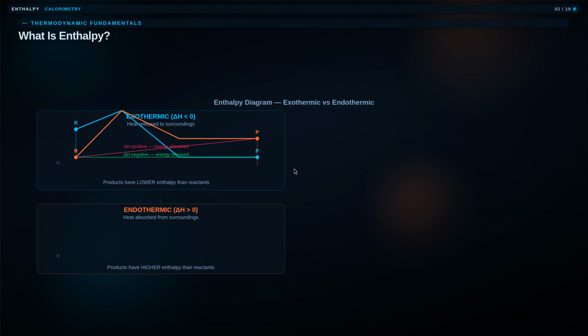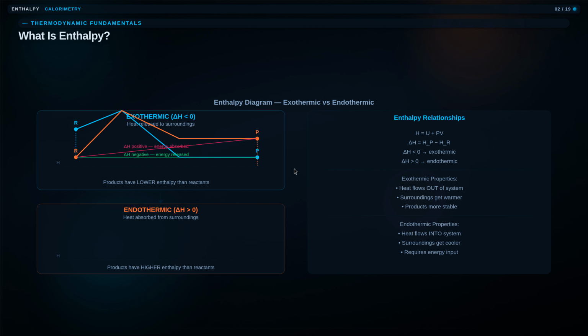Enthalpy is defined as the sum of the internal energy and the product of pressure and volume. The mathematical expression is H equals U plus PV. Since most chemical reactions occur at constant pressure, open to the atmosphere, the change in enthalpy, delta H, equals the heat absorbed or released. A positive delta H indicates an endothermic process where the system absorbs heat. A negative delta H indicates an exothermic process where the system releases heat.